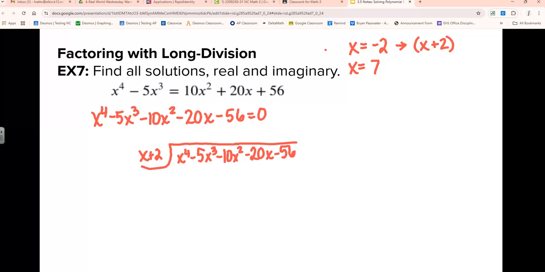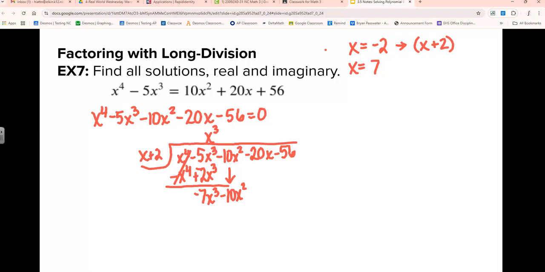Okay, so I'm going to have to ask myself, what times x gives me x to the 4th? That is x to the 3rd. And then I multiply that back. X to the 3rd times x is x to the 4th. X to the 3rd times 2 is plus 2x to the 3rd. And then I will need to subtract, which cancels this one and gives me -7x to the 3rd. And I'll bring down my 10x squared. And so that'll be my first step.